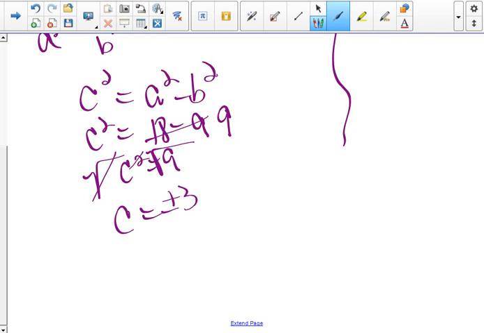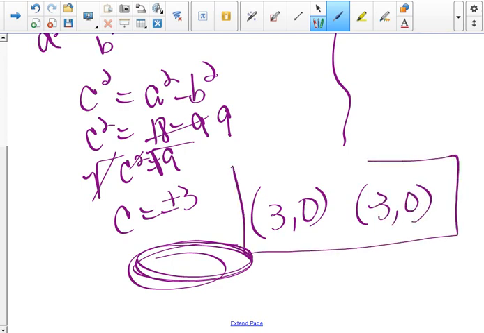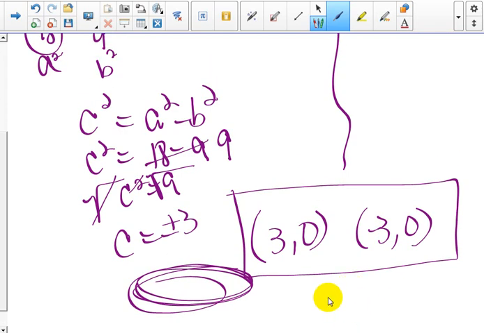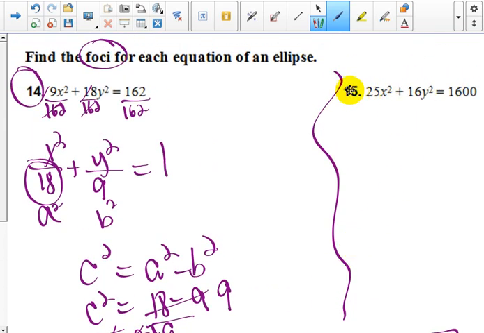So because this is a horizontal ellipse, it's going to be (3, 0) and (-3, 0). And those are our foci. And that's how you work these. Okay? So now I want you to do the same thing for number 15. I'm going to give you 90 seconds, and then we'll move on.